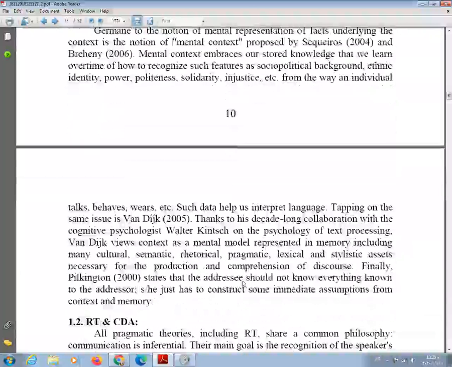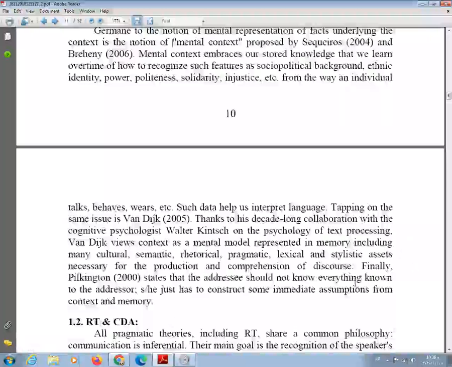And also we have a very important definition by two amazing scientists, psychologists and linguists. Walter Kintsch, the amazing cognitive psychologist who collaborated for over a decade with the amazing Van Dijk, view context as a mental model represented in memory, including many cultural, semantic, rhetorical, pragmatic, lexical, stylistic assets necessary for the production and the comprehension of discourse.